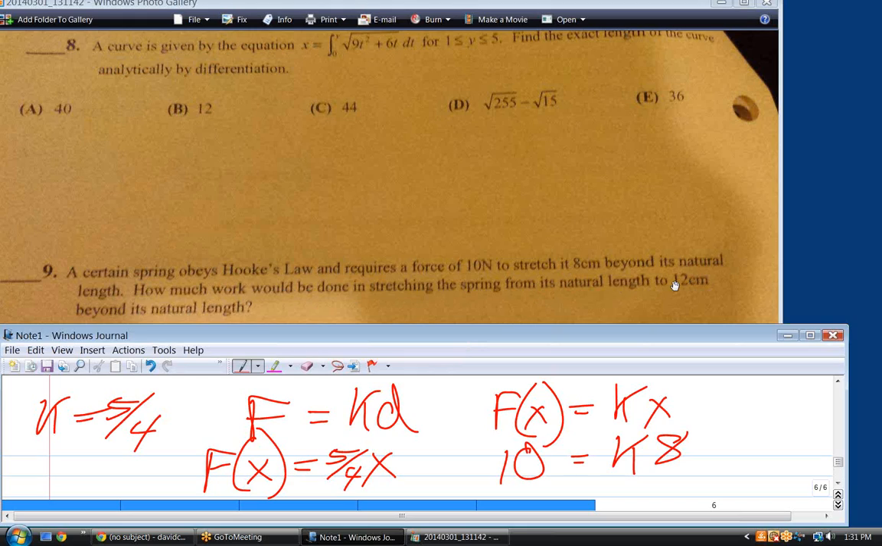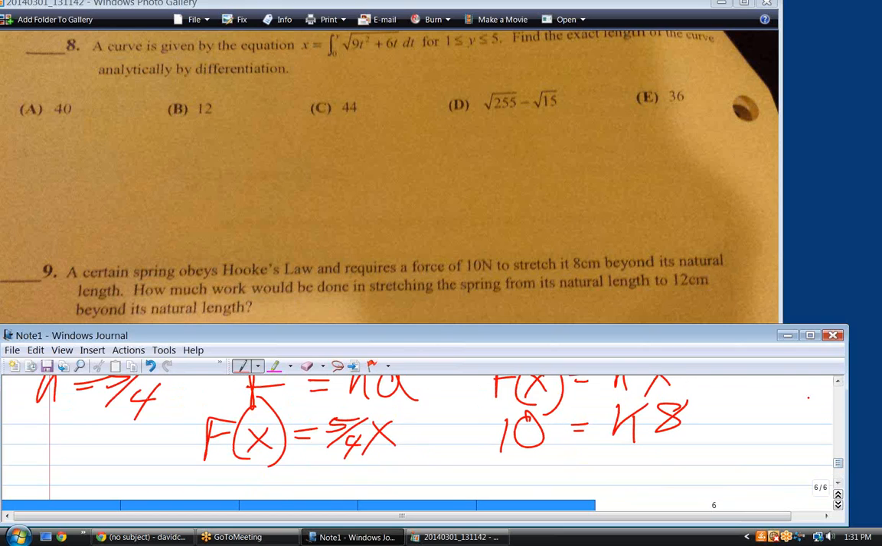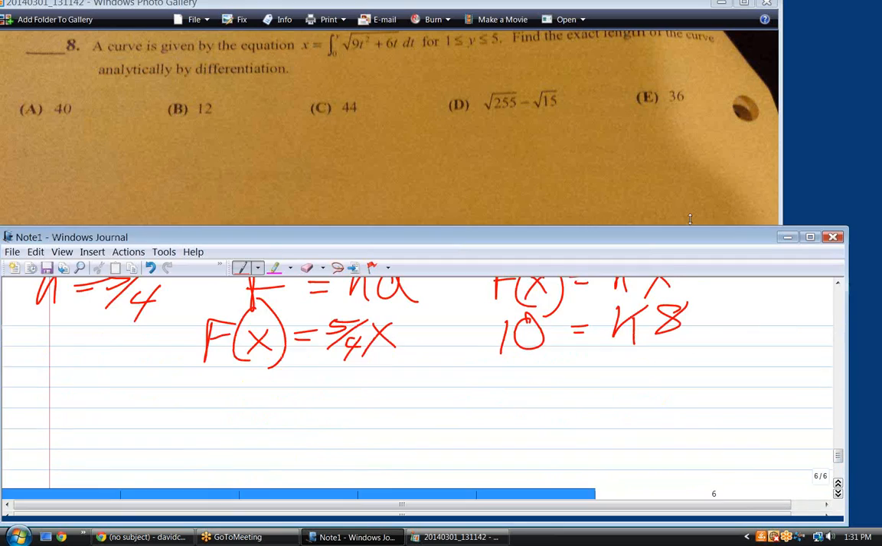And how much work would be done in stretching the spring from its natural length to 12? Should be from 0 to 12? I don't think so. It might be the same, but I think we need to go from 8 to 12, which is the amount of additional work, and then add it to 10 newtons, and we'll have the total amount of work required to go from 0 to 12. See the difference? It might be the same answer, but I don't think it is, actually.